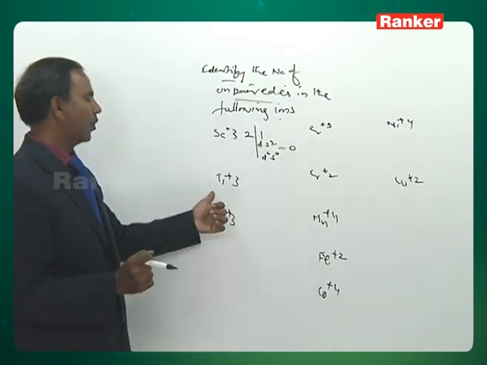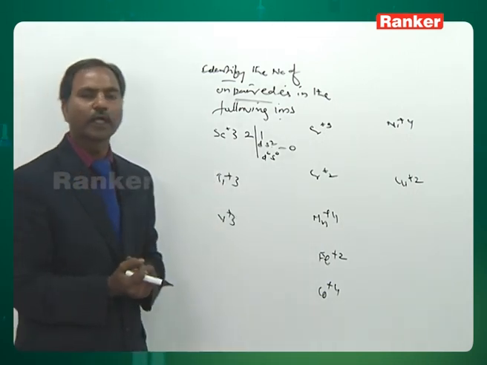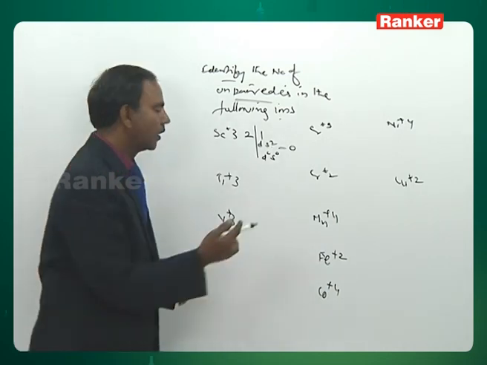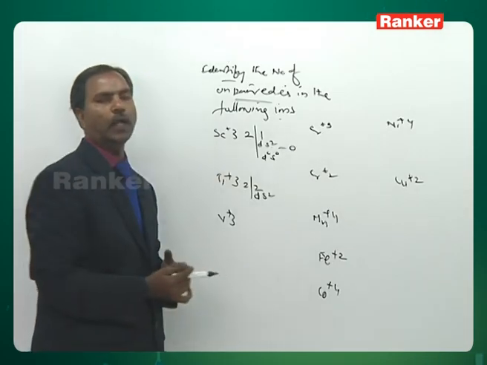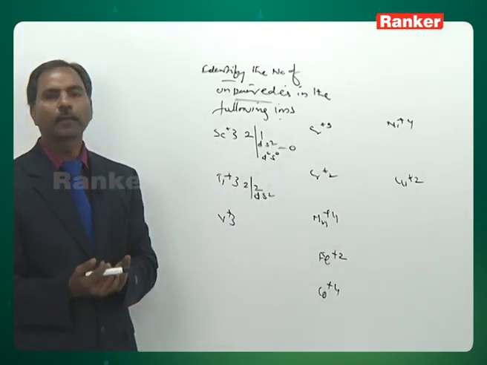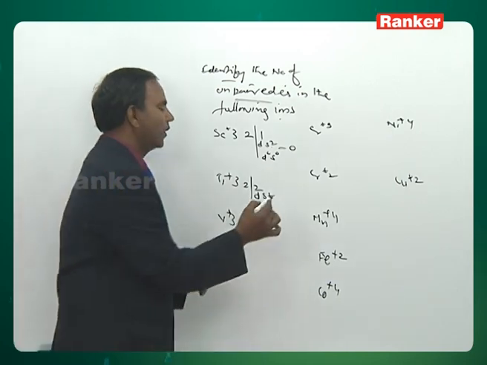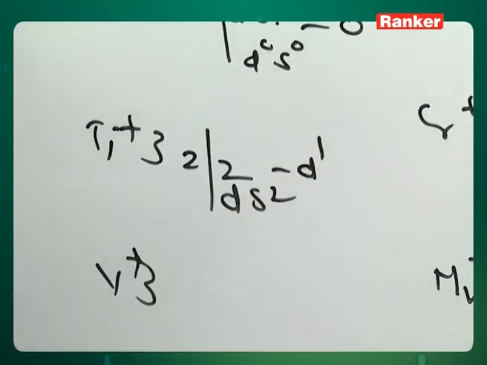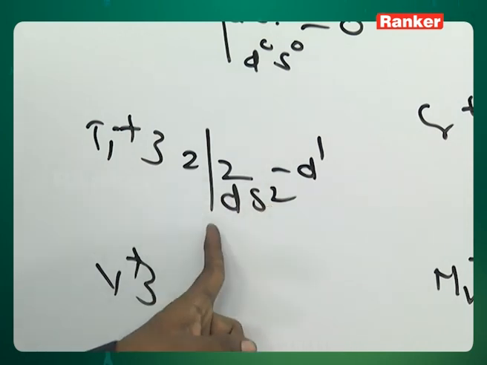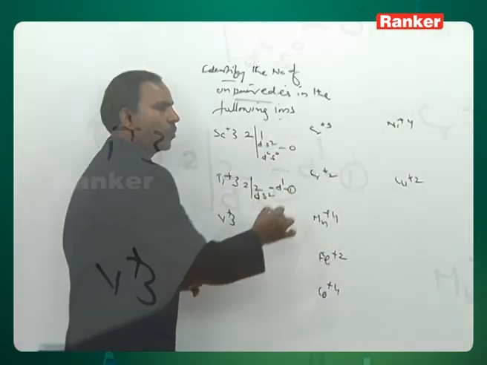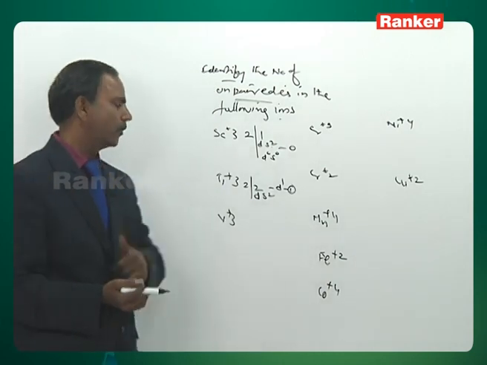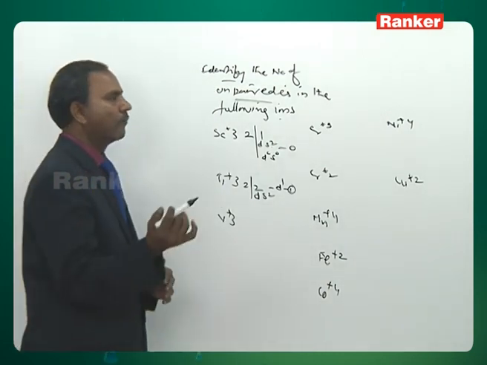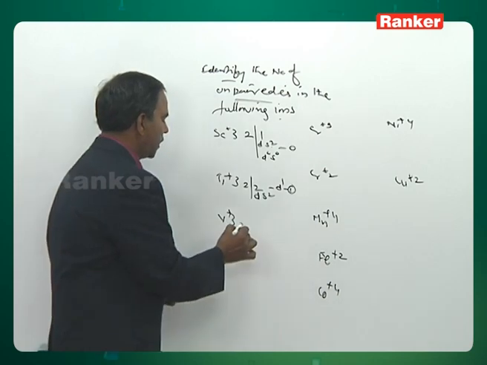Next come to titanium plus 3. What is the atomic number of titanium? 22. 22 means d2s2. How many electrons are lost here? 3. So 2 electrons from s, 1 electron from d. The remaining configuration is d1. Therefore, the number of unpaired electrons is 1. So in titanium plus 3, the number of unpaired electrons is 1. Coming to vanadium plus 3, what is the atomic number of vanadium? Say 23.